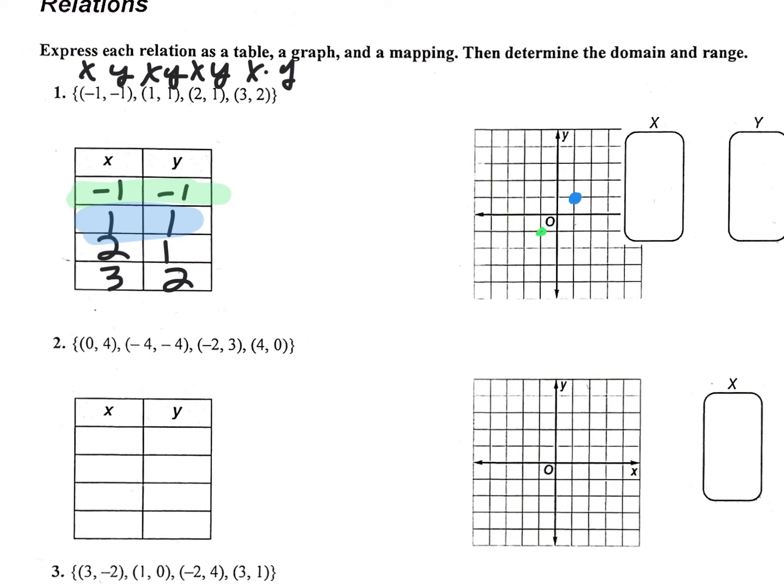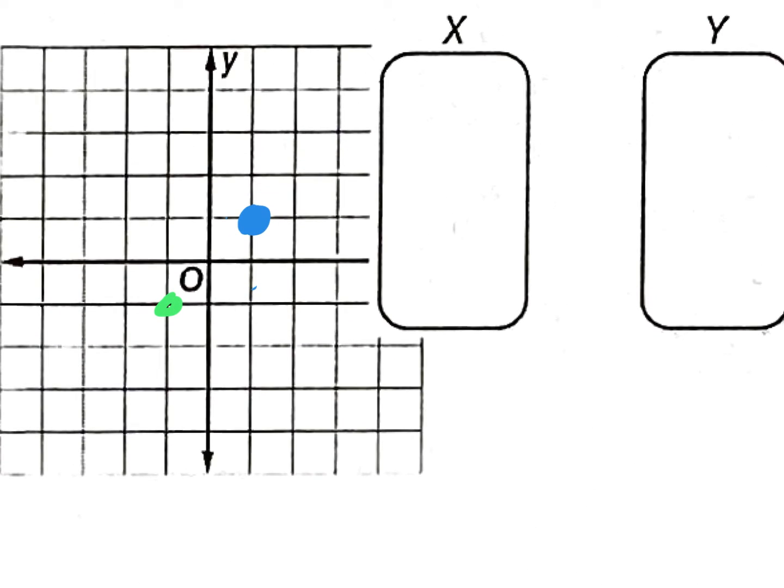Ordered pair number 3. You guys can see where we're going with this. 2, 1. Those are both positive numbers. So we are going to go to the right 2 because it was a +2. And we're going to go up 1 because it was a +1. So 2, 1 is going to be right there on the graph.